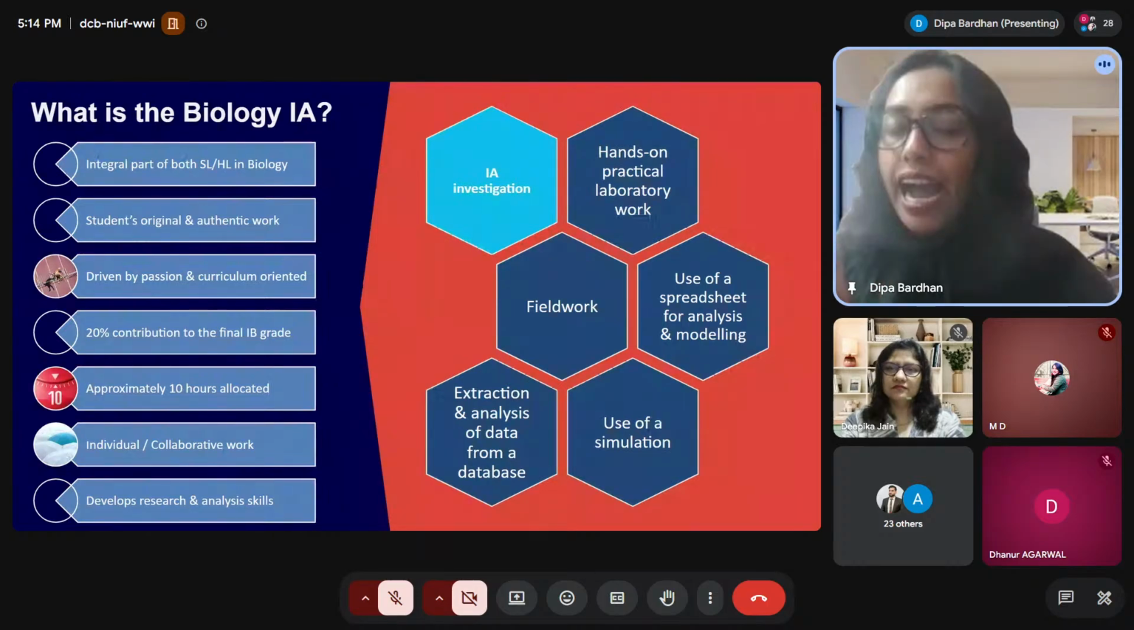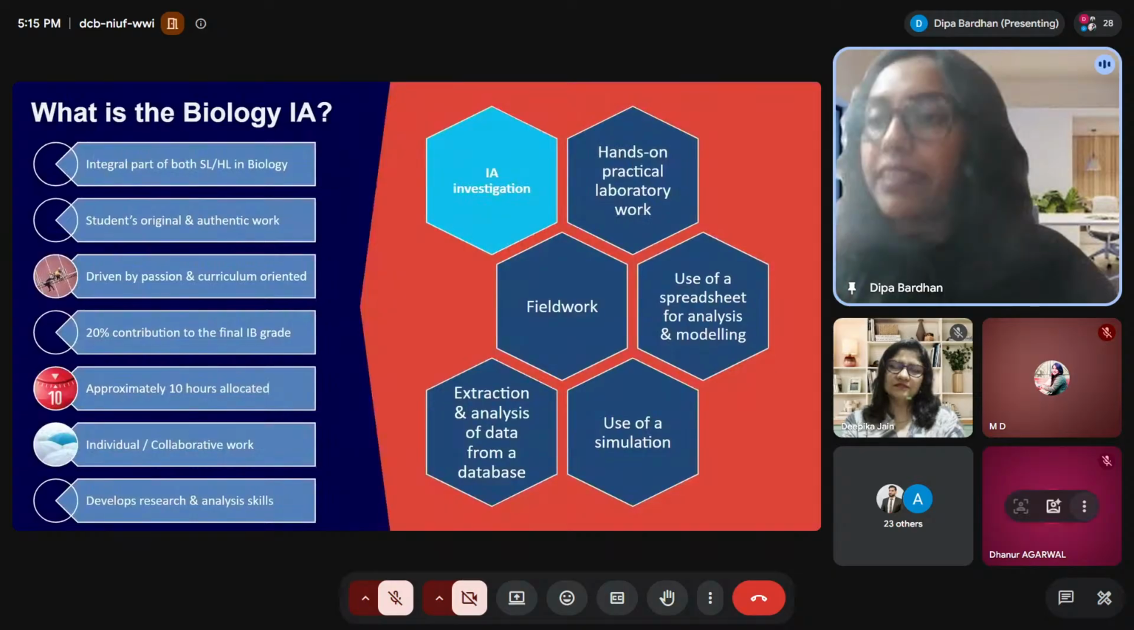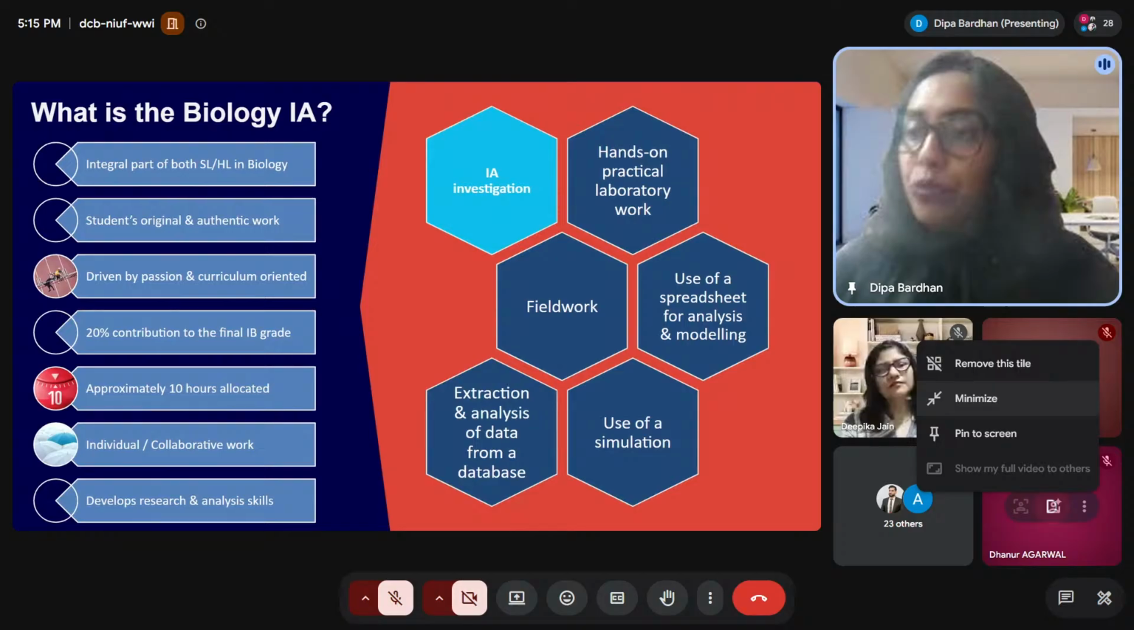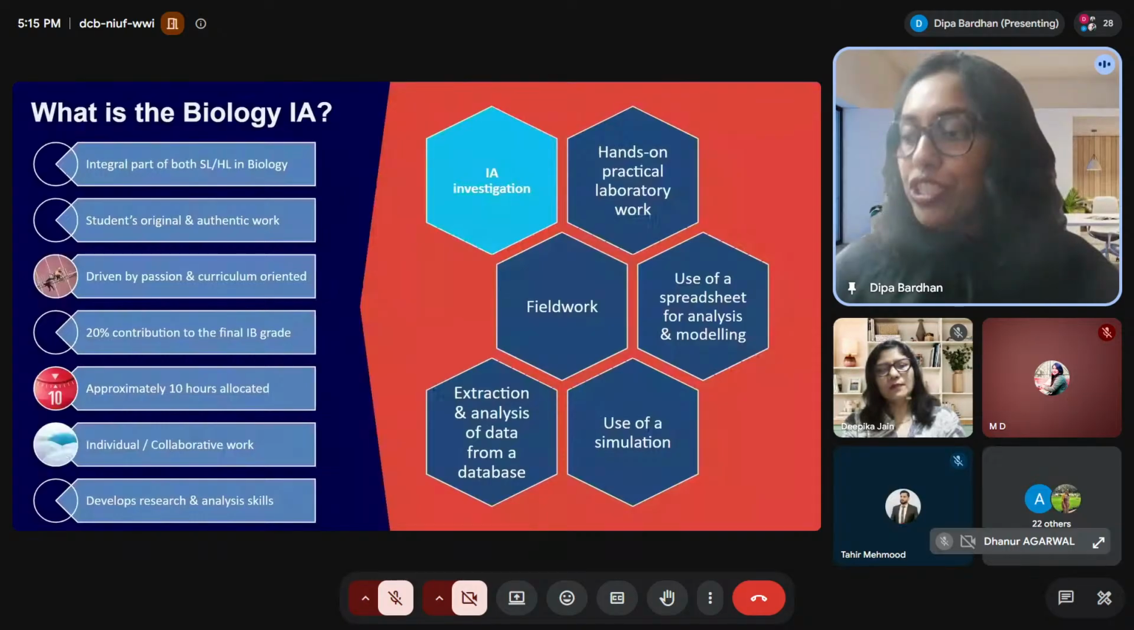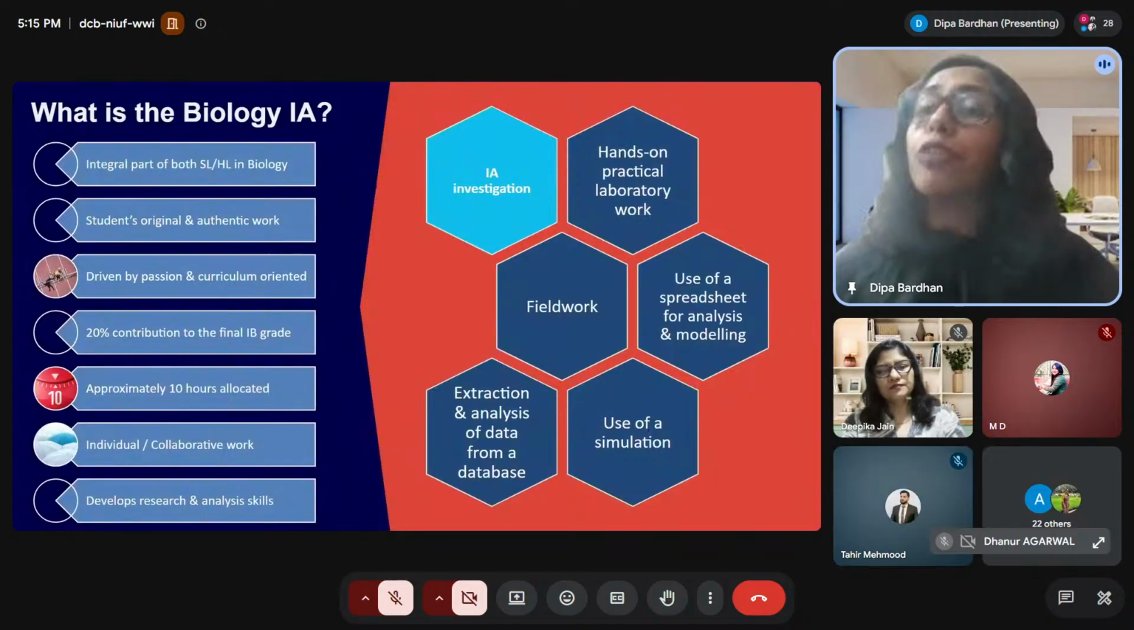IA is not for punishing or penalizing the student. It is not that the teacher cannot help. The teacher can mentor, counsel, and guide. Even if the student chooses his or her topic of interest, he or she can take the help of the teacher, or should take the help of the teacher, to understand the feasibility of the research question.